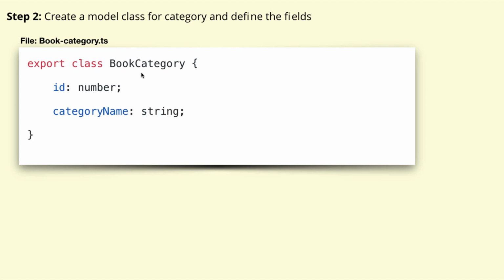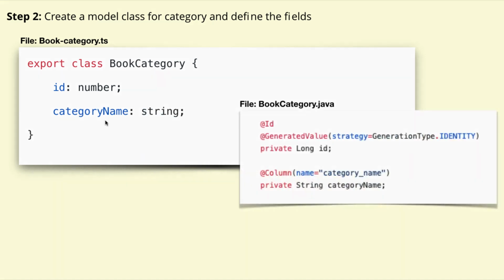So inside the book category, we are going to define the fields id and category name. So make sure to define the same field names which you have defined in the Java model class.